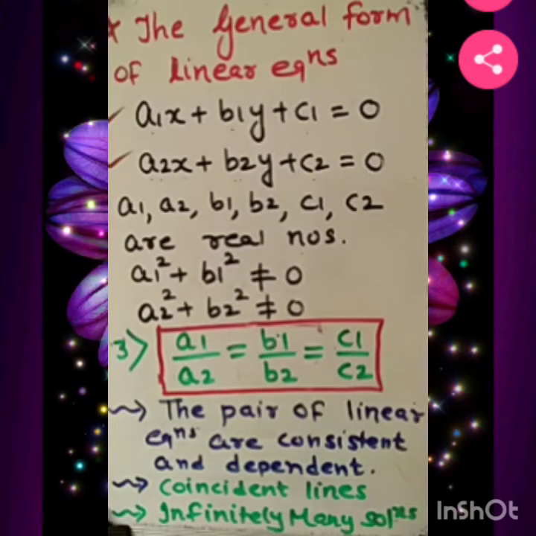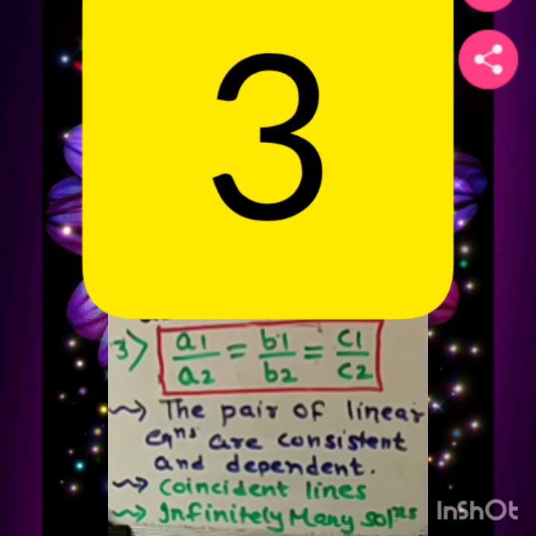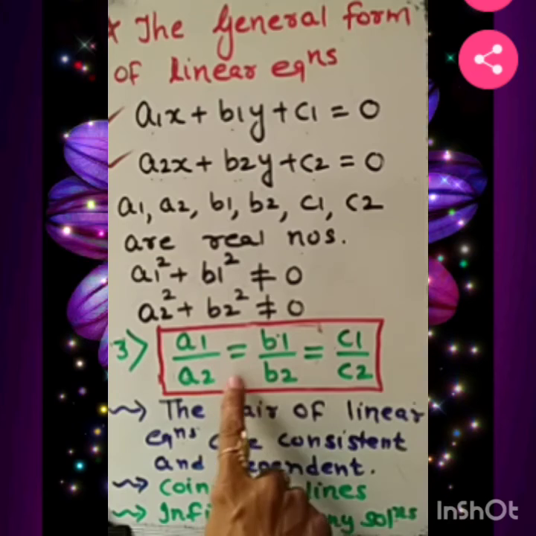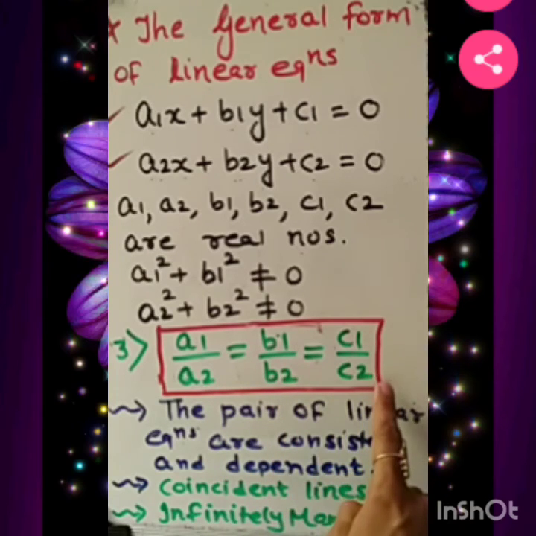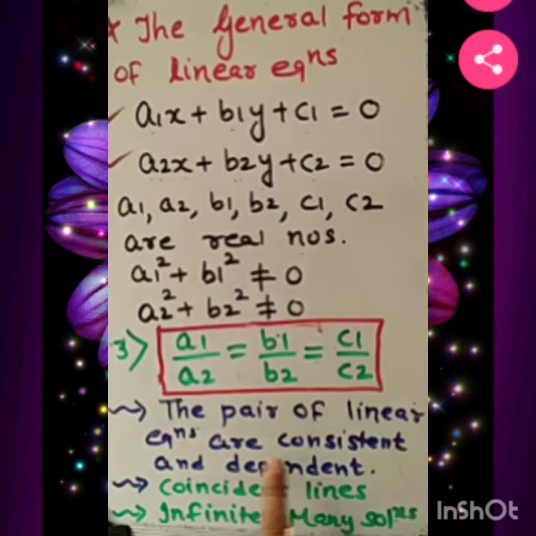At that time, which type of lines are we gaining? Parallel lines. The lines which never intersect are called parallel lines, and we can say there is no solution. When the parallel lines are there, then no solutions. Clear to you? And now the third topic, a1 by a2 equal to b1 by b2 equal to c1 by c2. It indicates that the pair of linear equations are consistent and dependent.